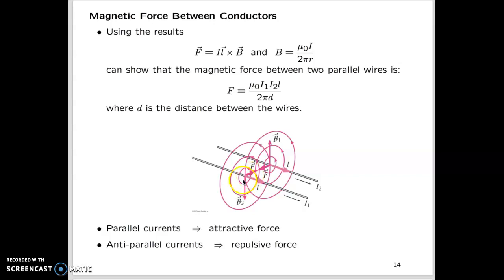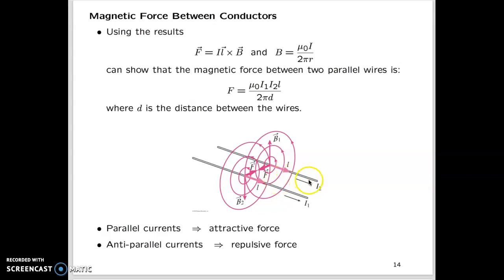In other words, the current I1 creates a magnetic field. This other current feels a force because it is in the presence of this magnetic field due to current I1, and that force is attractive. I2 is attracted to I1. Now you can go through the same kind of analysis.